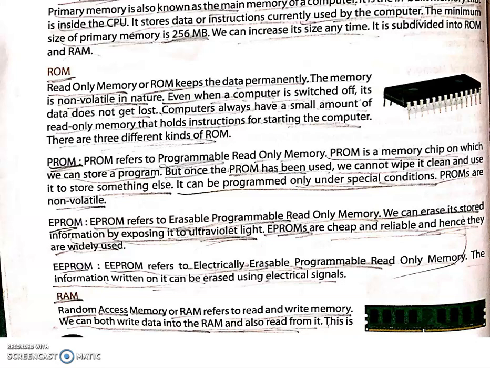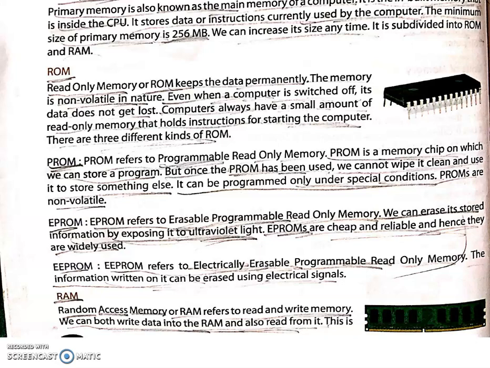Then comes EPROM. EPROM refers to erasable programmable read-only memory. We can erase its stored information by exposing it to ultraviolet light. EPROMs are cheap and reliable and hence they are widely used. So if you store some information on EPROM, you can erase that information by using ultraviolet light.